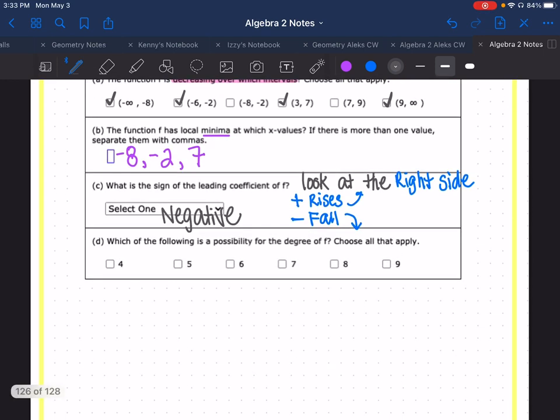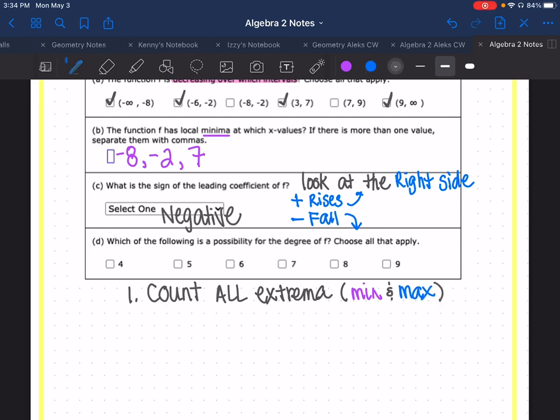All right. For the last question, they're going to ask you about the possibility of the degree of f, and you do get a choice as to all of them that apply. The first thing that you need to do is you need to count. You need to count all the extrema. That is your minimums and your maximums. You have to count how many total you have.